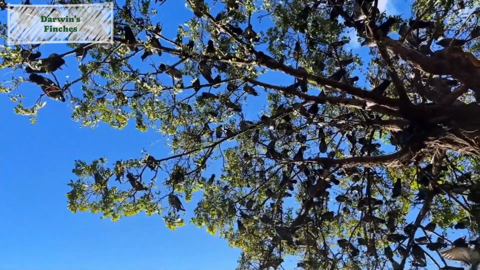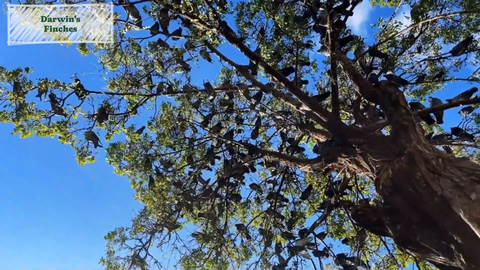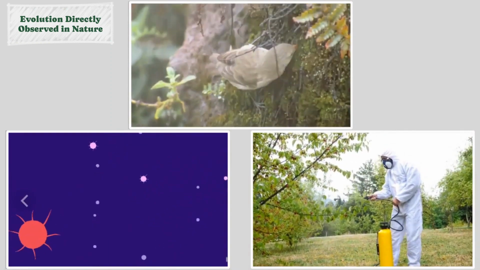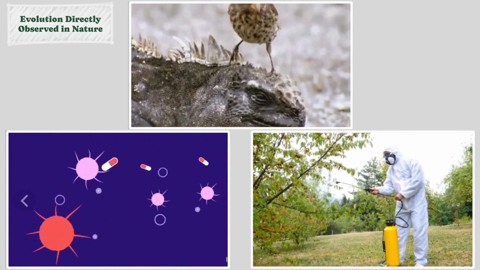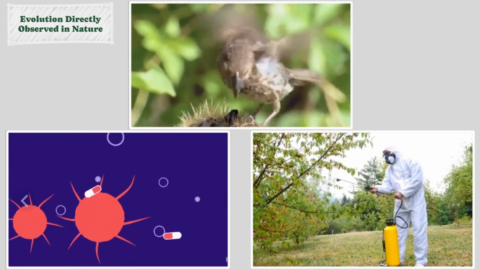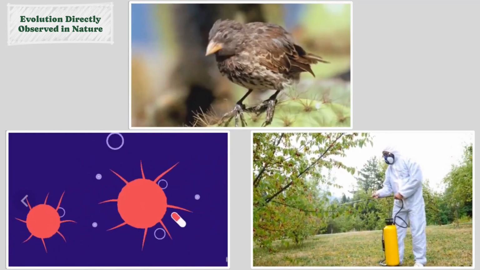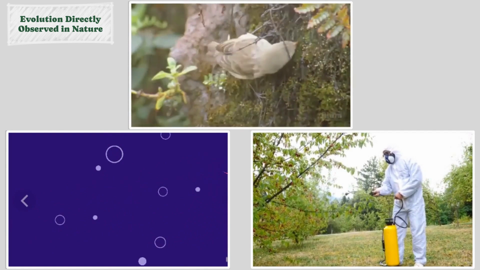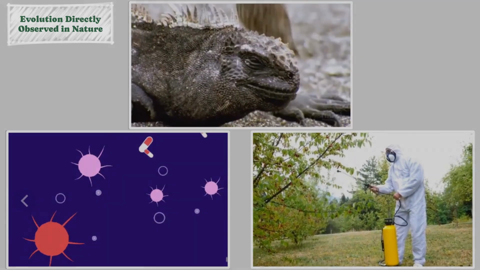This was a change in the allele frequency of certain beak characteristics in the finch population that the scientists are able to observe in real time, just in a few seasons. Evolution directly observed in nature. These three examples are just three of many that demonstrate how direct observations provide evidence for natural selection as a driving force of evolutionary change. They highlight the role of genetic variation, differential survival and reproduction, and the inheritance of advantageous traits in shaping populations over time. Now let's turn our attention to fossil evidence.